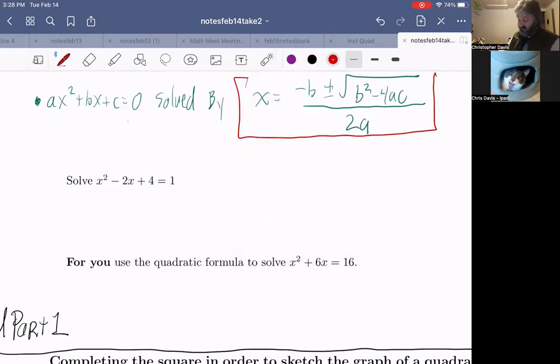So the first thing to notice is you need to have a 0 over here, and you don't. You have a 1. Well, that's not a bad thing. You need a 0 over there. 1 minus 1 is 0. Let's subtract 1 from both sides. That'll give you x squared minus 2x plus 3 equals 0. All right, so now we have a quadratic equation. This tells me that a is equal to 1, b is equal to negative 2, c is equal to 3. So that's everything I need to apply the quadratic formula.